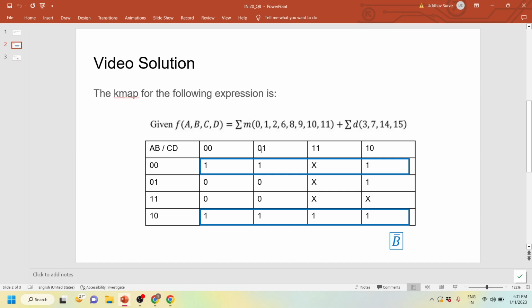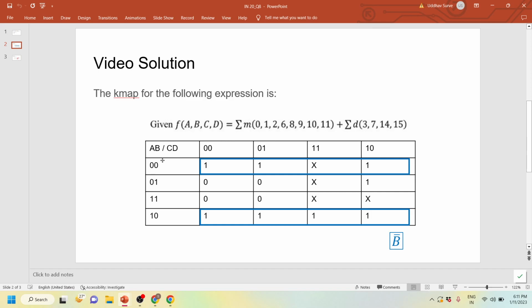From 0 0, then 0 1, the second bit is changed. From 0 1 to 1 1, one bit is changed, that is the first. From 1 1 to 1 0, only the second bit is changed. So nowhere, from left to right or top to bottom on the left side, are any two digits changed simultaneously. Only one digit is changed.